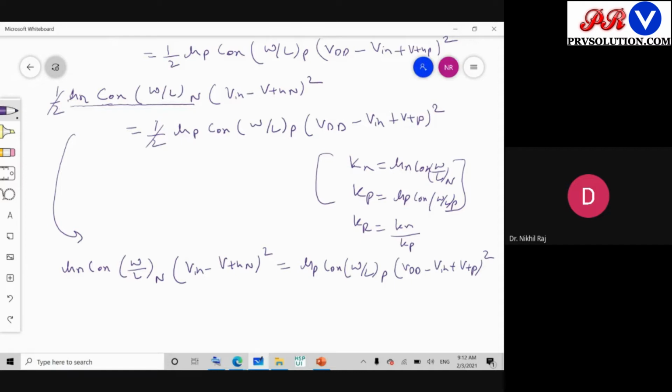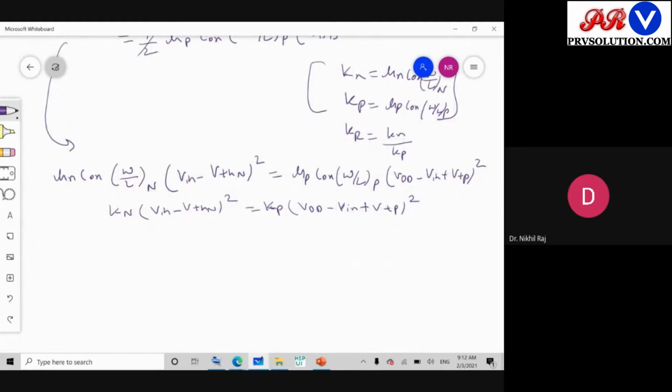So now take this one as your Kn, so that the equation will look somewhat simpler, and it should be Kp (VDD minus Vin plus VTP) whole square. Okay, so we got this relation. Now what is our target? Our target is to find what the Vin expression should be, so that at that point both the transistors of my inverter are in on condition, at what particular Vin voltage.